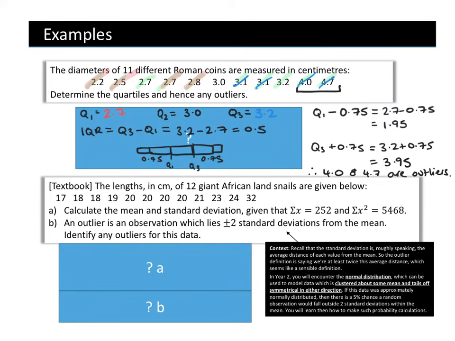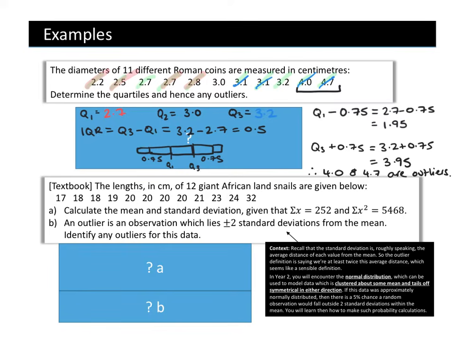Do we remember standard deviation? Yes. The mean of the squares minus the square of the means. Something like this. So, here we go.